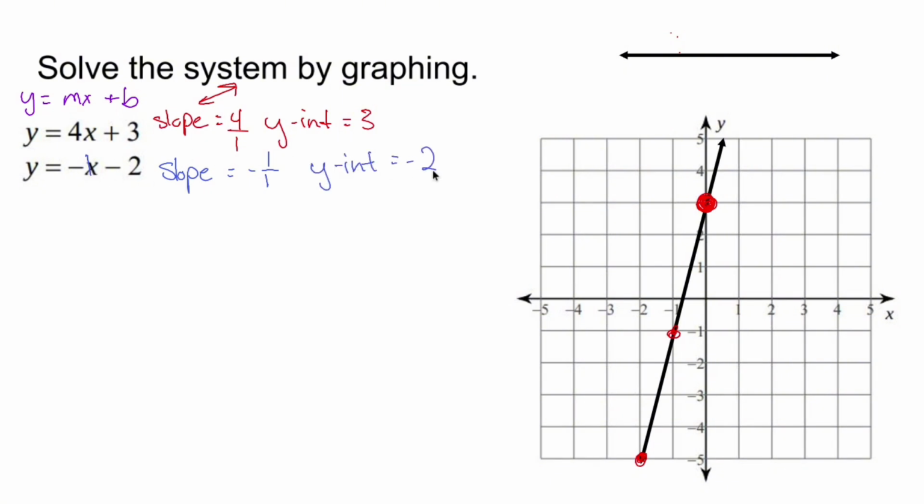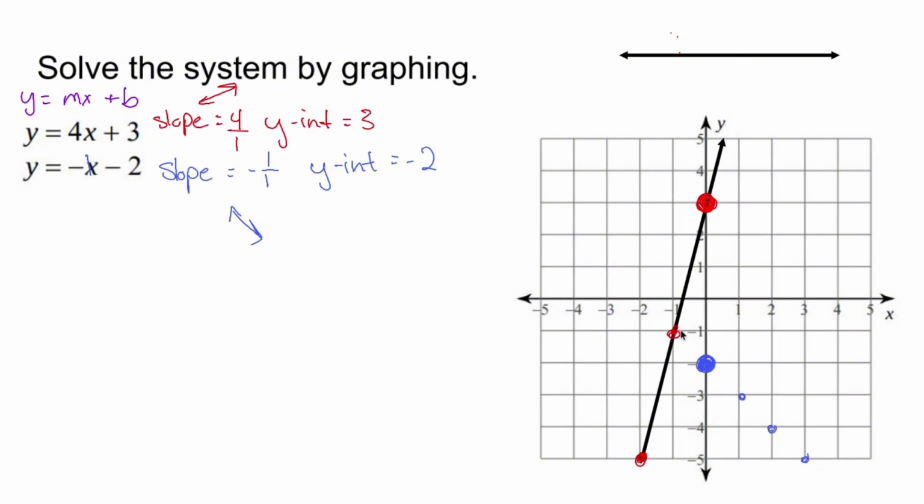Because that negative is included with the b, positive b is going to equal -2, so my y-intercept is -2. So we're going to start graphing this guy by putting a dot at -2 on the y-axis. This is a negative slope, which is down and to the right or up and to the left. So down one, right one, down one, right one, down one, right one.